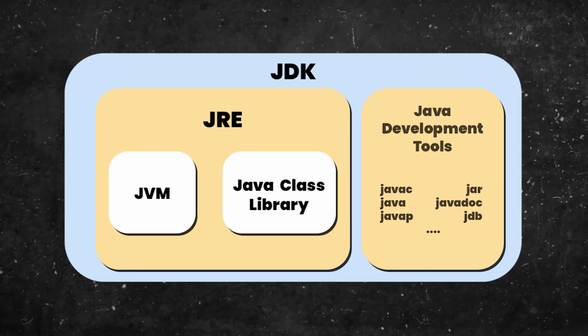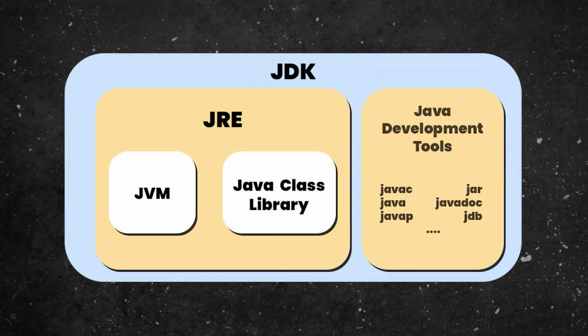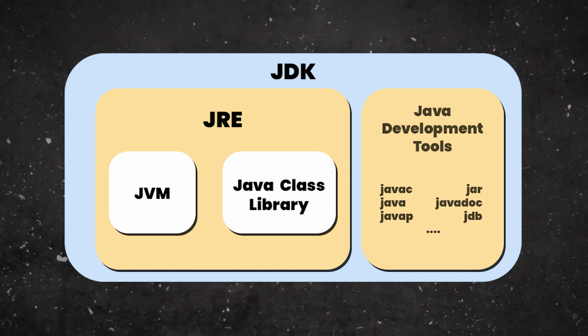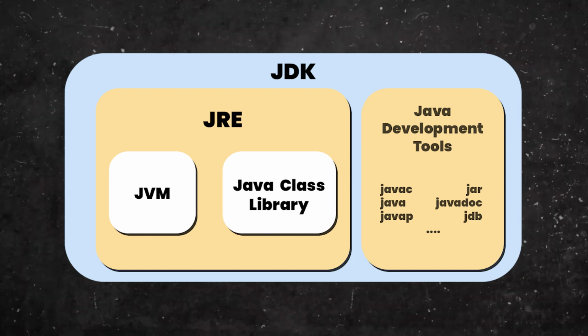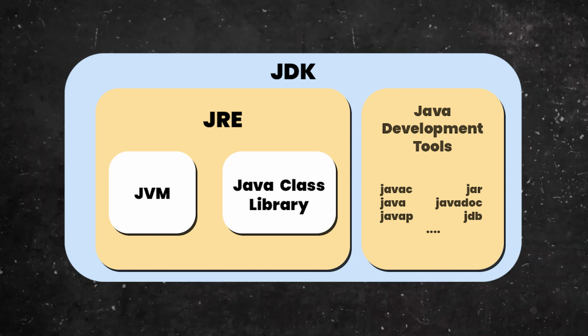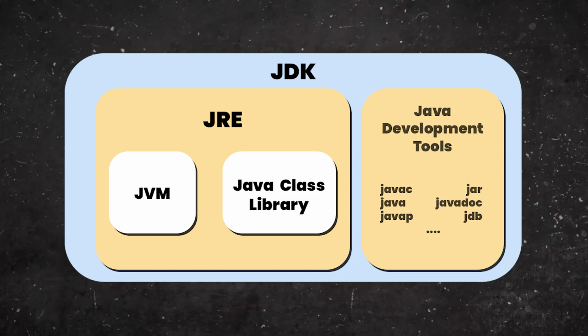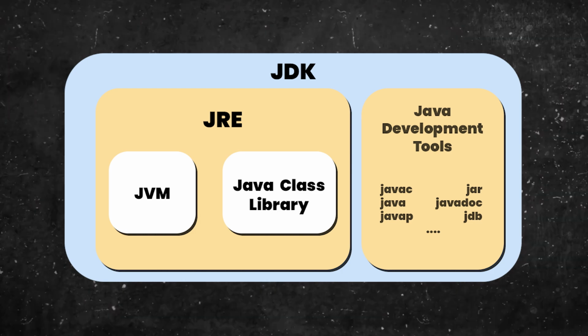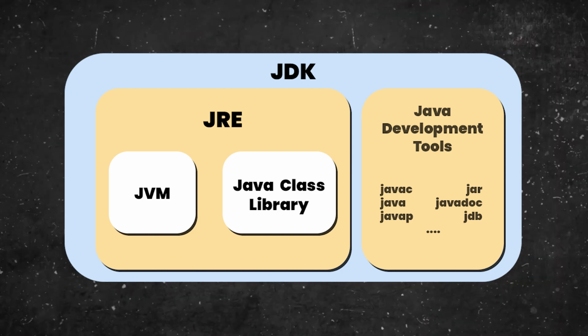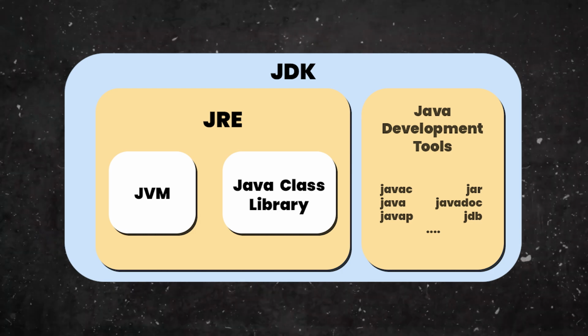JDK is like the complete package, inside which we have compilers, debugging tools, the runtime environment, etc., which will help us write the Java programs and execute them. So, if you install JDK, along with that, you will also get the JRE and JVM, and you don't have to install them separately. Now, before installation, I will show you how these things are used.